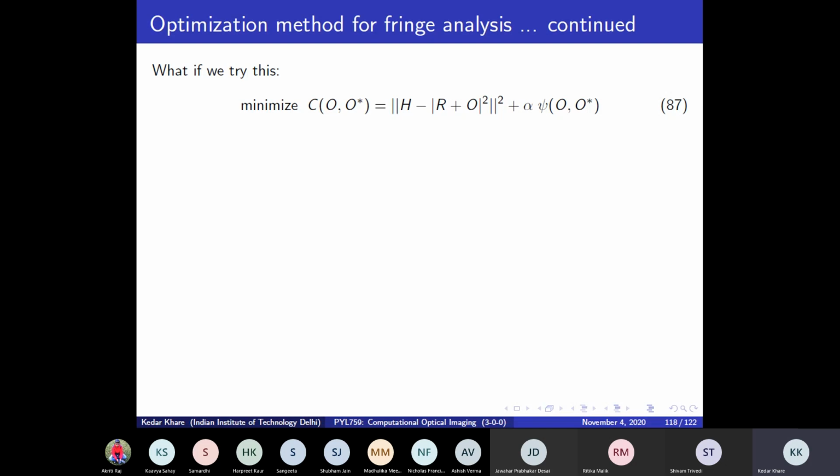The first term is my interference model, where I know the data frame H that I record on the camera. The reference beam R is known by way of calibration of my interferometer. And I don't know the complex valued function O, which I need to find. But I can't have just any solution, because I just saw that there are many possible solutions. And so let us add a constraint term, which is this penalty psi.